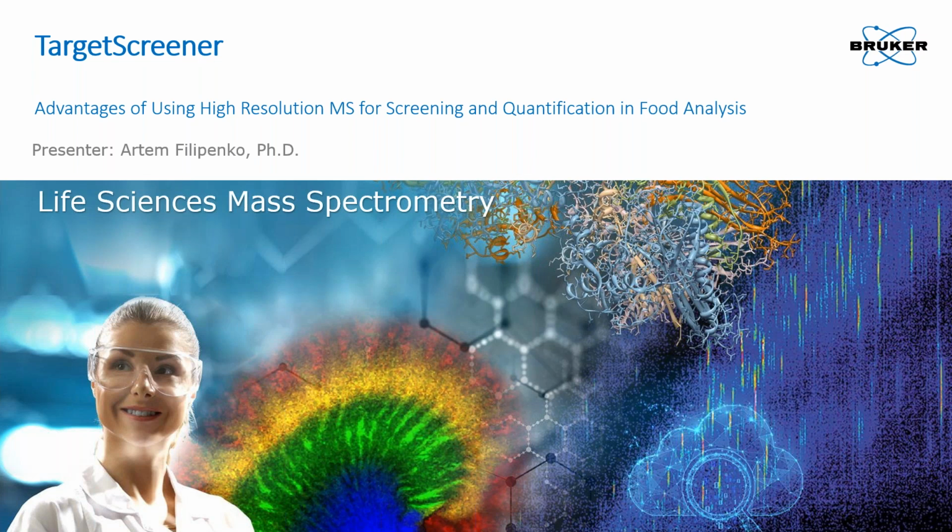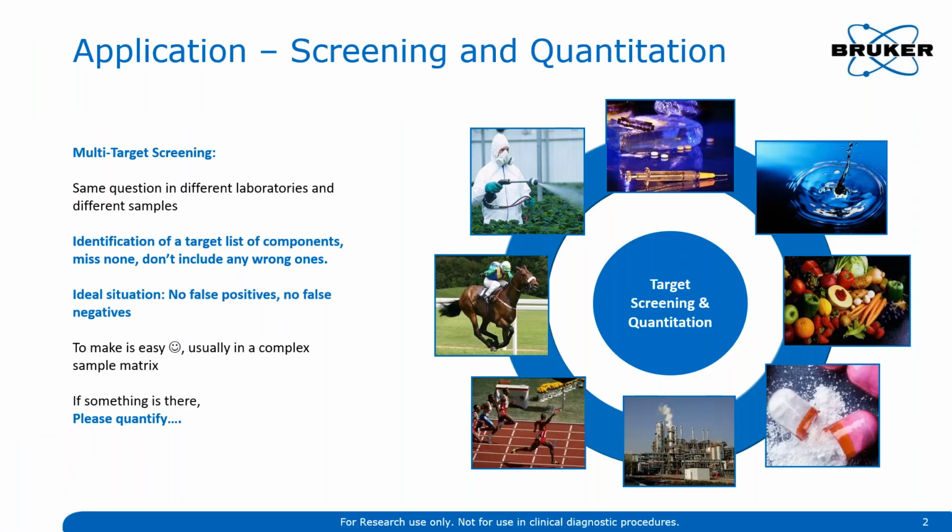Hello, everybody, and thank you for joining us for this webinar. The topic of today's presentation, as Nancy already mentioned, is advantages of using high-resolution mass spectrometry for screening and quantitation in food analysis. Screening and quantitation of target compounds is, of course, a typical application for mass spectrometry in food testing. Depending on the specific case, these target analytes may be pesticides, mycotoxins, pharmaceuticals, or other residues in food, animal feed, water, beverages, etc.